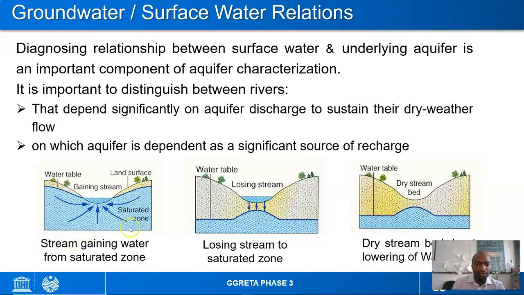And the three illustrations at the bottom show a situation where you've got streams that are gaining or receiving this discharge, and these are known as gaining streams. And then in the second illustration, we have a situation where the stream is recharging the aquifer, and this obviously is known as focused recharge.